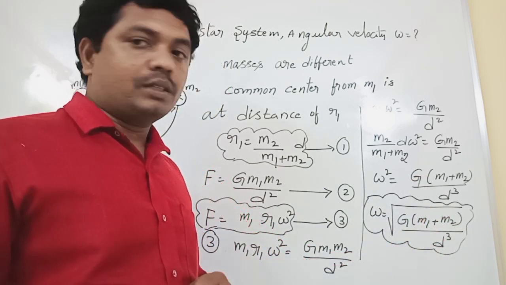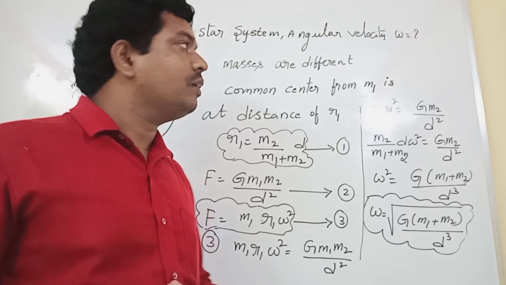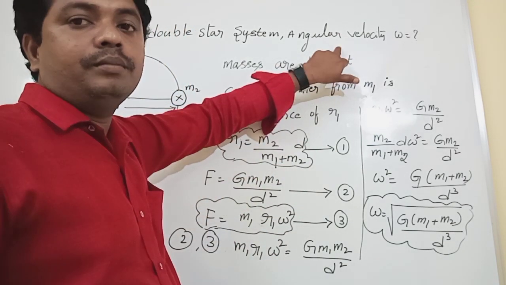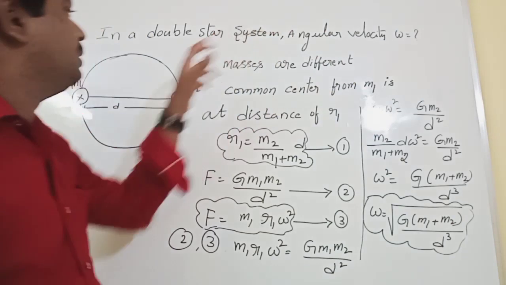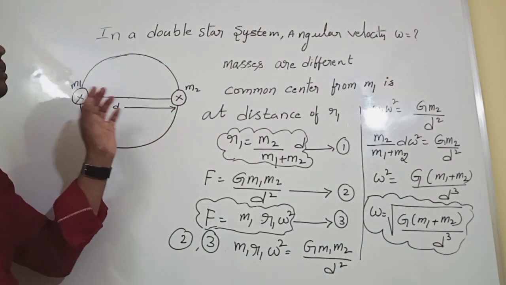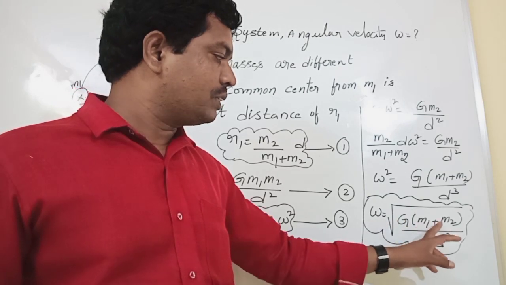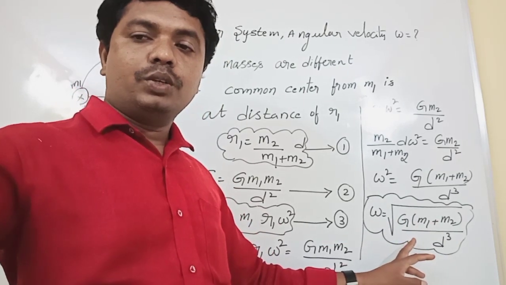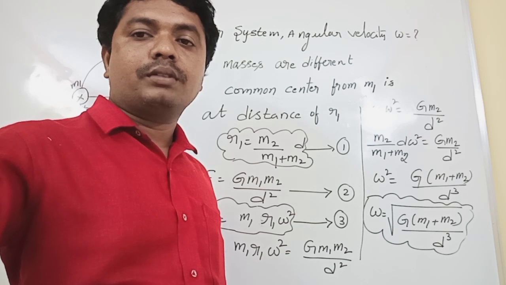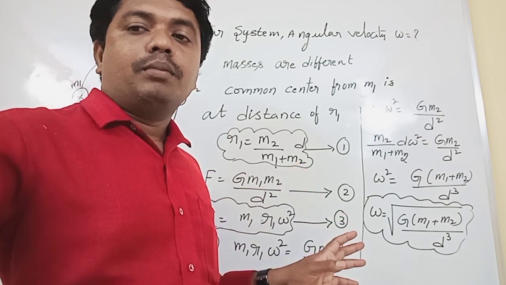This is the angular velocity of the planet. Here he is asking what is the angular velocity of the planet in a double star system. That value is equal to root of G times m1 plus m2 divided by d cube, the angular velocity in a double star system.